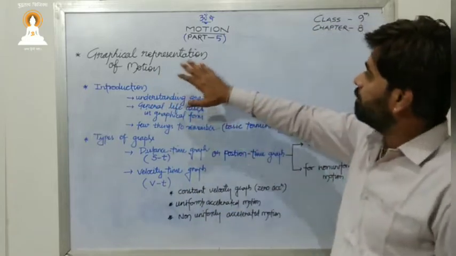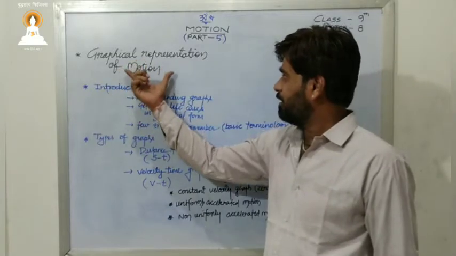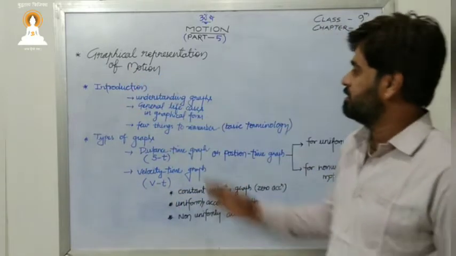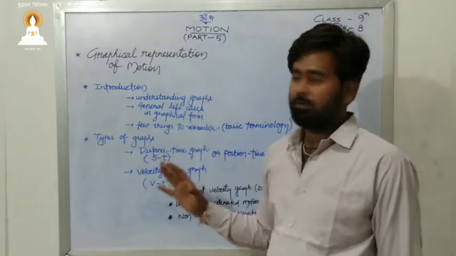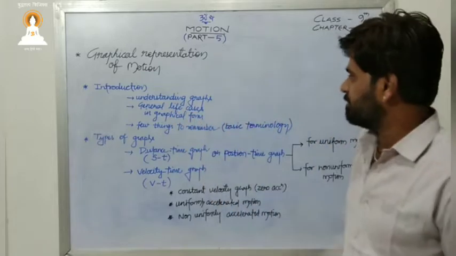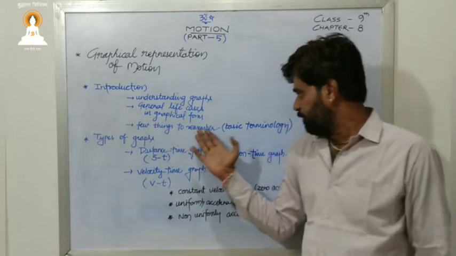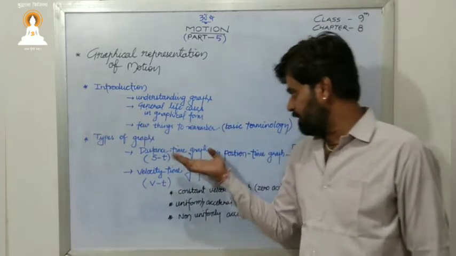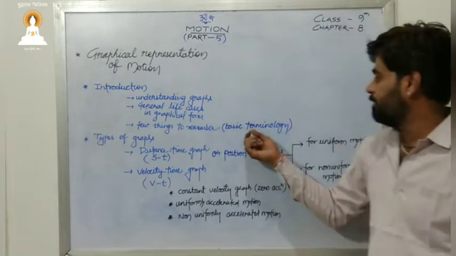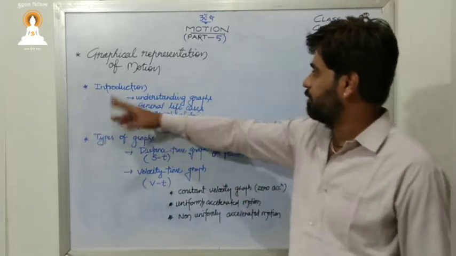Here we are going to discuss this graphical representation of motion in two parts. First one will be the introduction, where we will see what a graph actually is, and how in our general life we see things in graphical form. Then a few terminologies which we will use; from class 9th onwards you will have these terminologies and an increment in them. This will be our introduction portion.